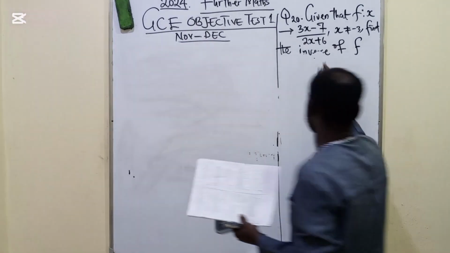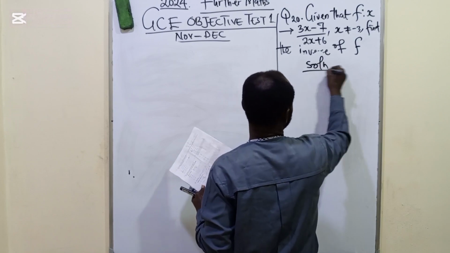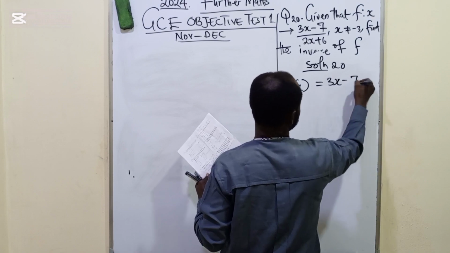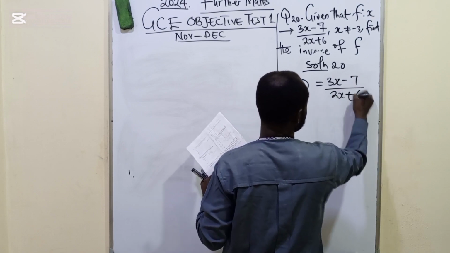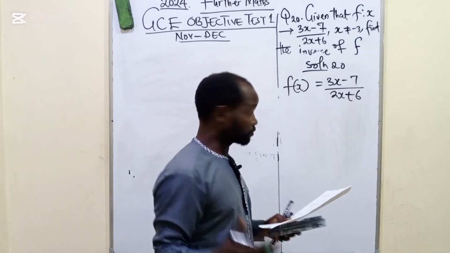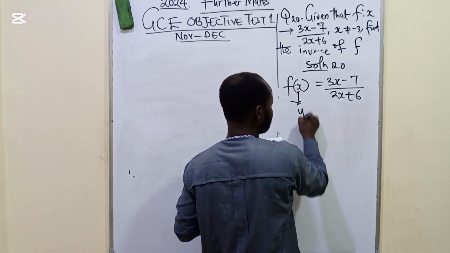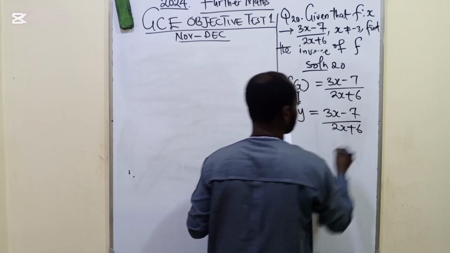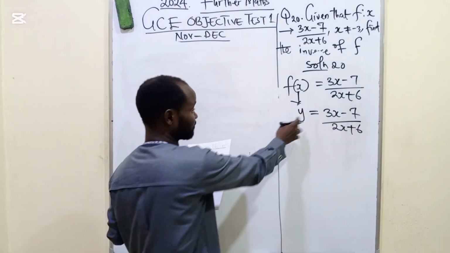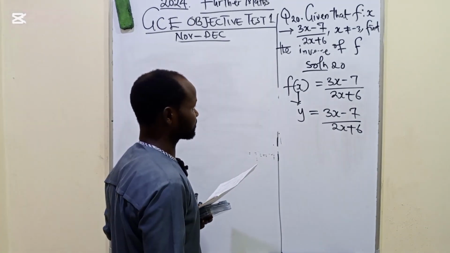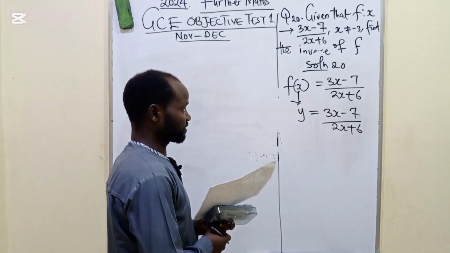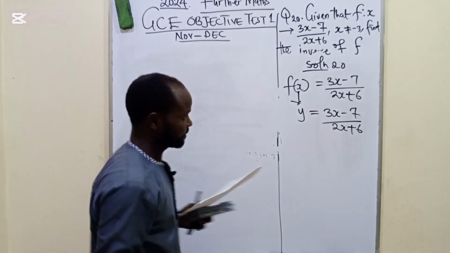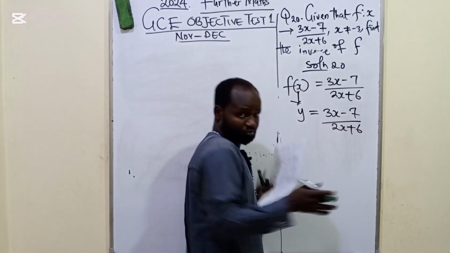Very important. First thing to do, let's write down the solution to 20. Let's define this function f of x as 3x minus 7 divided by 2x plus 6. Since y is a function of x, we can replace this f of x with y. Y will now be equals to 3x minus 7 divided by 2x plus 6. Then try to make x the subject of the relation.